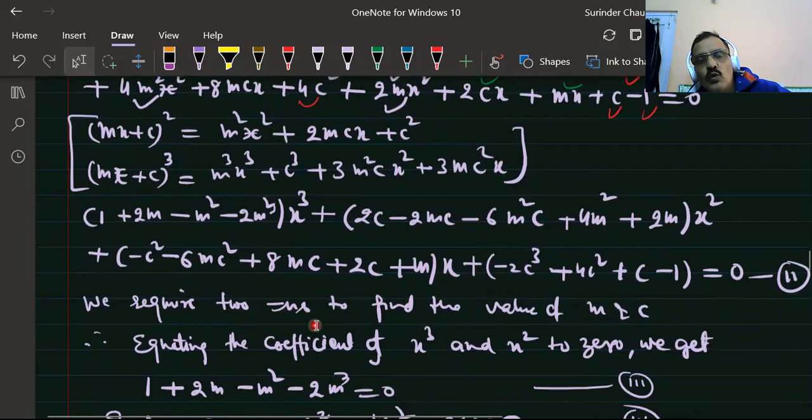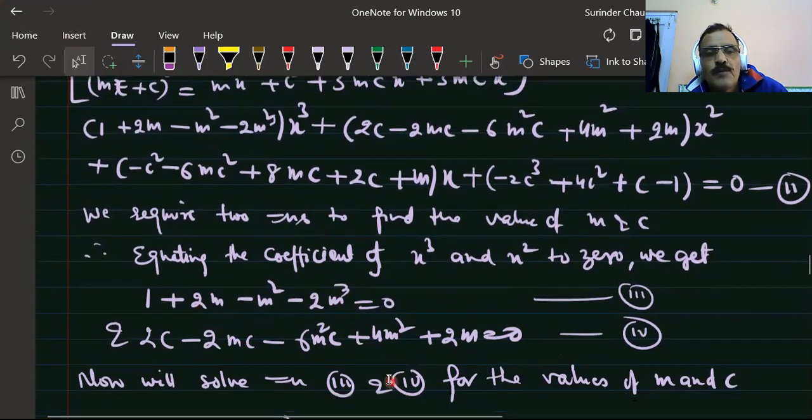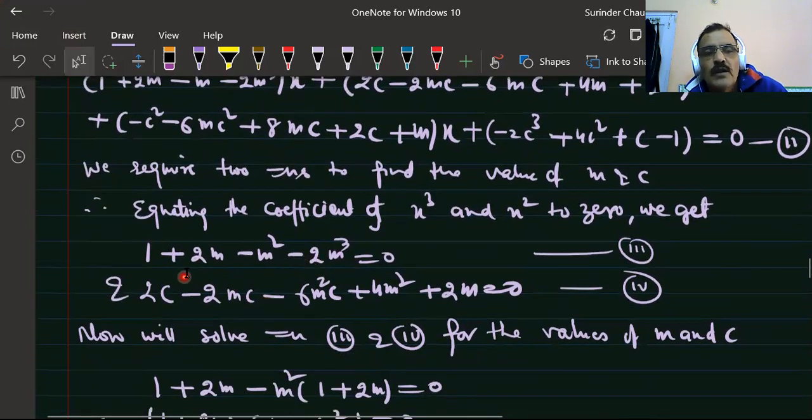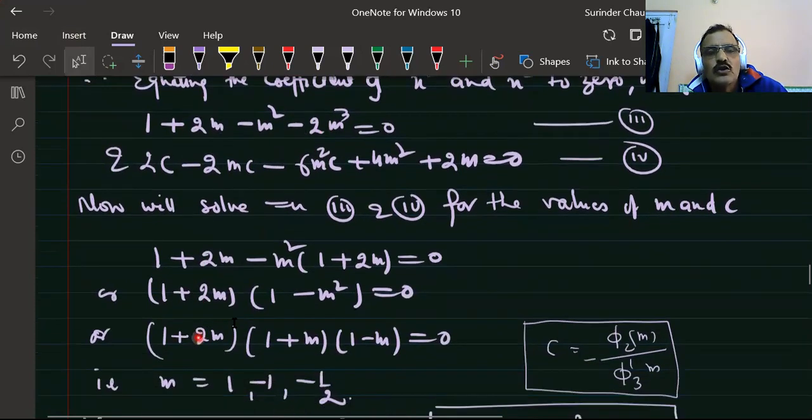Two equations, two unknowns. In algebra, the number of equations must equal the number of unknowns to find the unknowns. So we have two unknowns and we need two equations. The coefficients of x cube and x square are equal to 0, so we got two equations. From the first equation, which is independent of c, solve it for m.